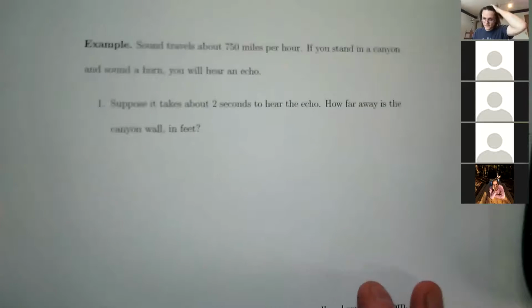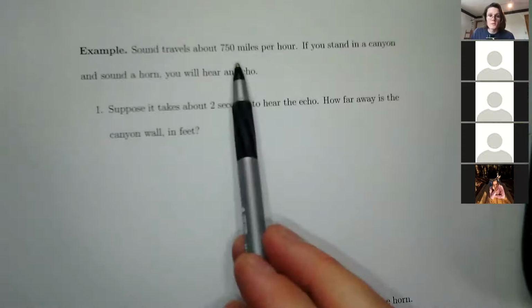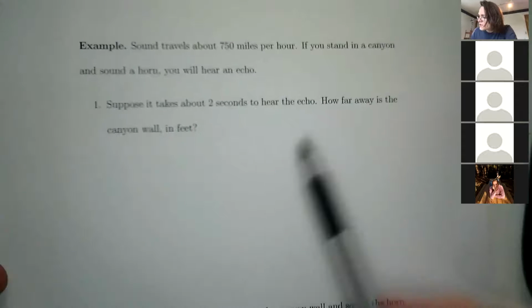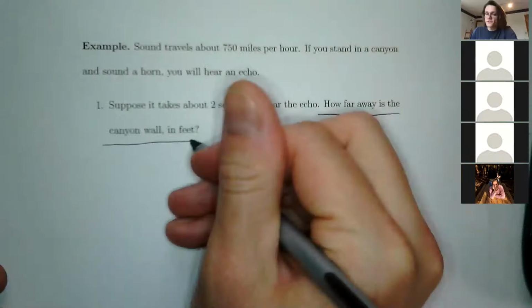It looks cool. Again, it kind of relates to physics. All right, so this one says sound travels at 750 miles per hour. If you stand in a canyon and sound a horn, you will hear an echo. So the first part, suppose it takes about 2 seconds to hear the echo. How far away is the canyon wall in feet?